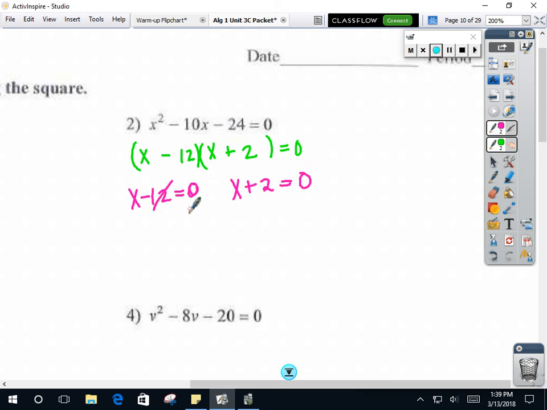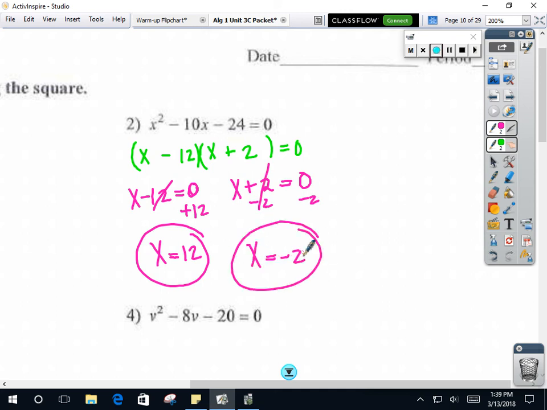This one, won't you just add the 12 over and get x equals 12? And then for this one, won't you just subtract the 2 over and get x equals negative 2? Okay, so it's easy when they can be factored. All right, number 3.